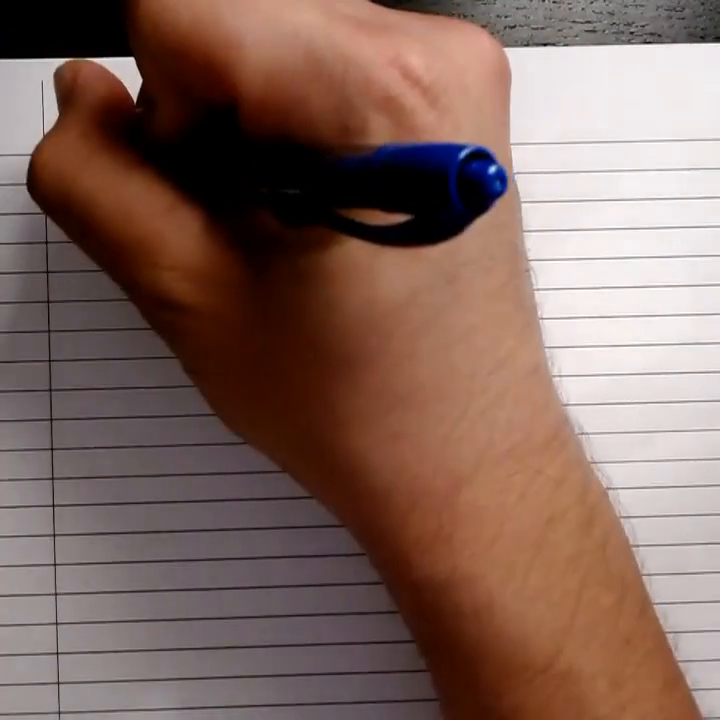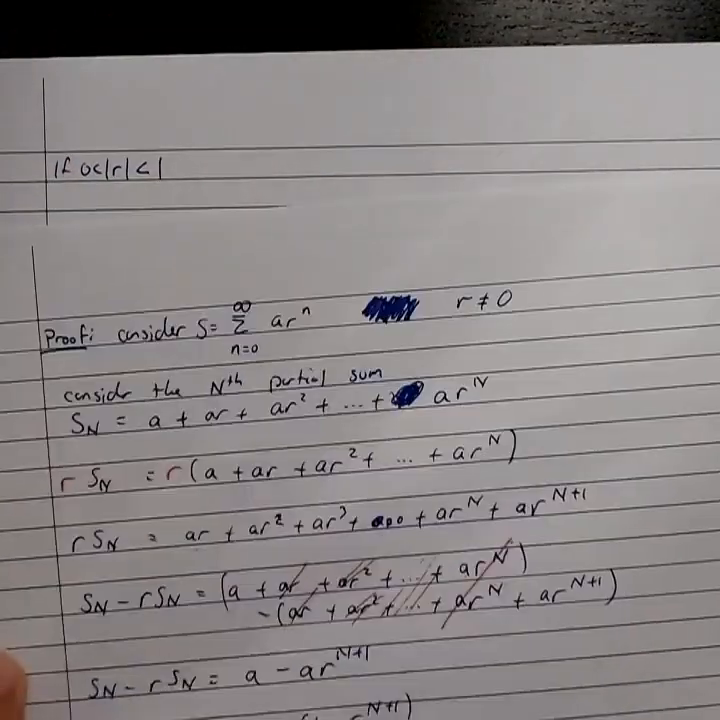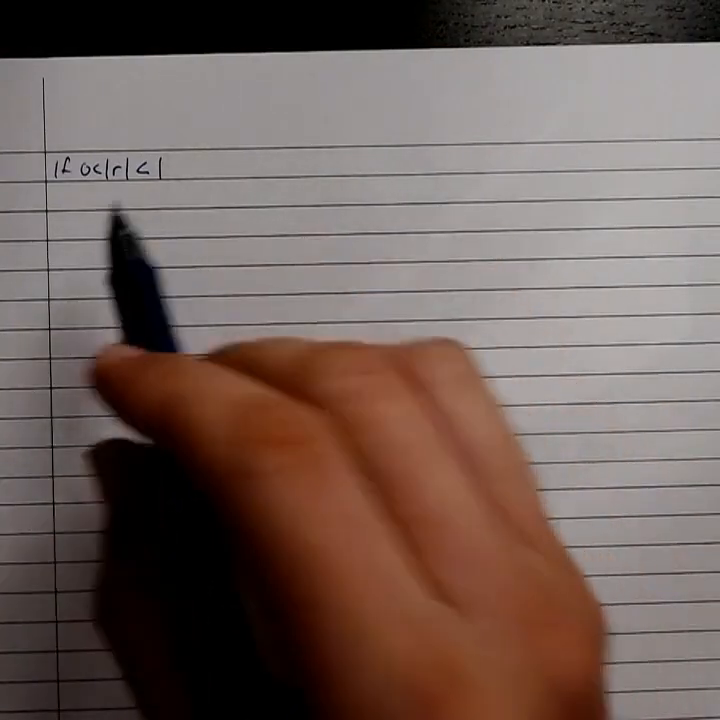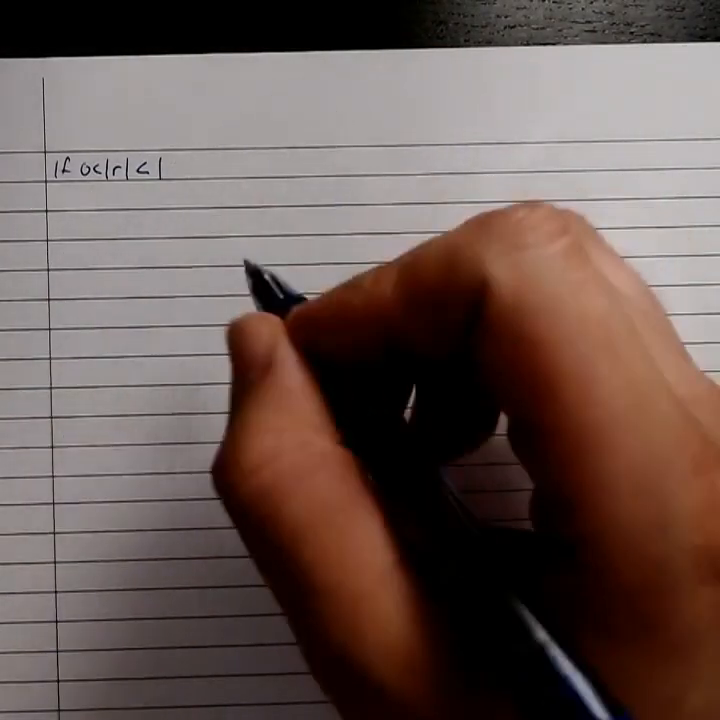So let's see here. If the absolute value of R is less than 1, now here we still need this to be greater than 0, because again, if R is equal to 0, the whole thing just falls apart at the very beginning. So if the absolute value of R is between 0 and 1, then consider the limit of your partial sums.